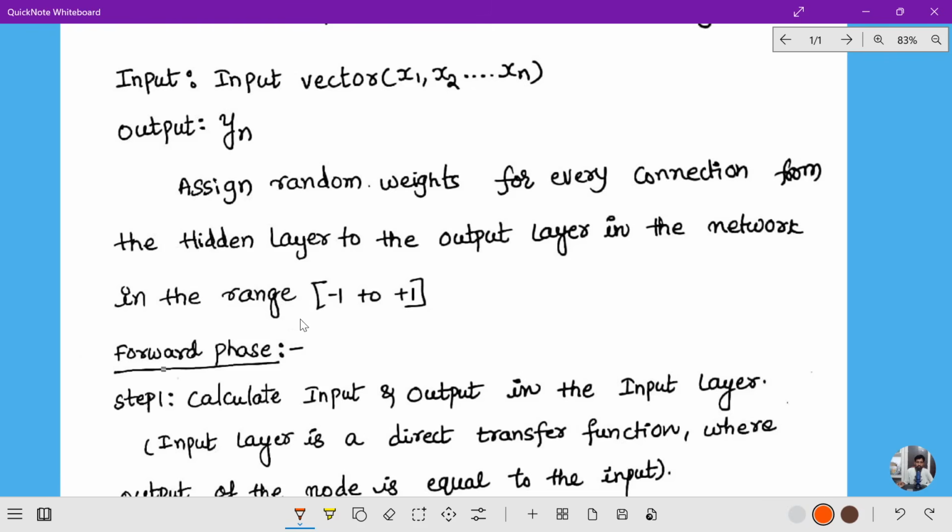So what is the algorithm? You observe here, the inputs, let us say the input vector is x1 to xn, and the output is yn. Assign random weights for every connection from the hidden layer to the output layer in the network. The range could be -1 to +1. So always remember, we are going to assign weights to the inputs. When you have given some inputs, those inputs will be assigned some weights. We multiply inputs with weights, and that information is sent to the activation function. Finally we get some output in the output layer.